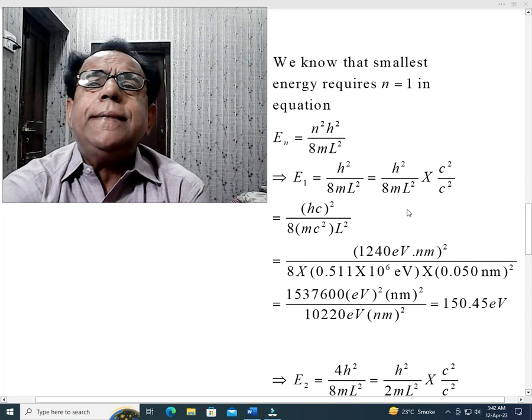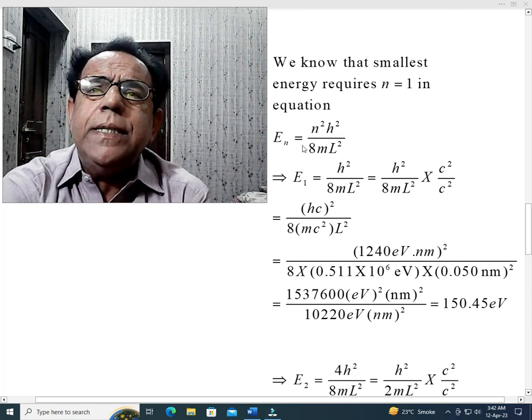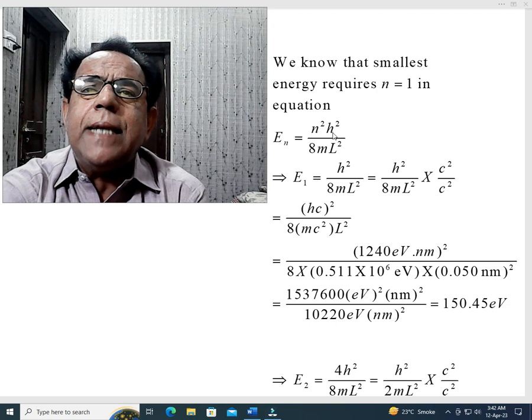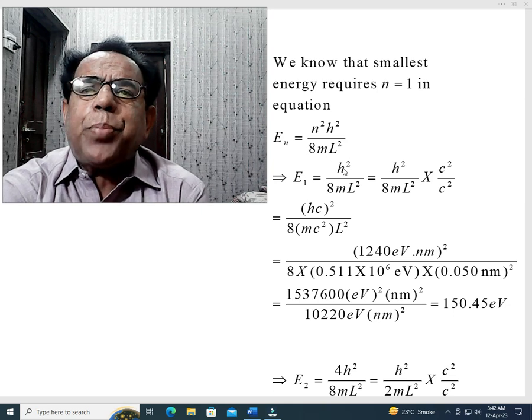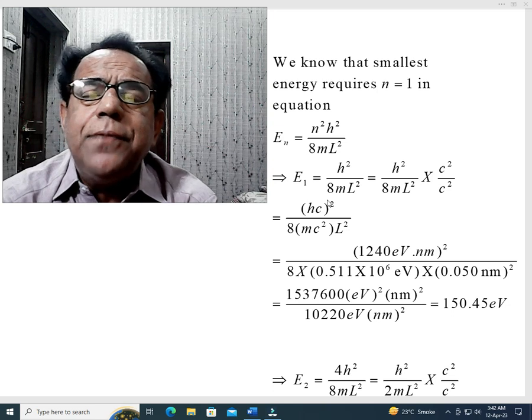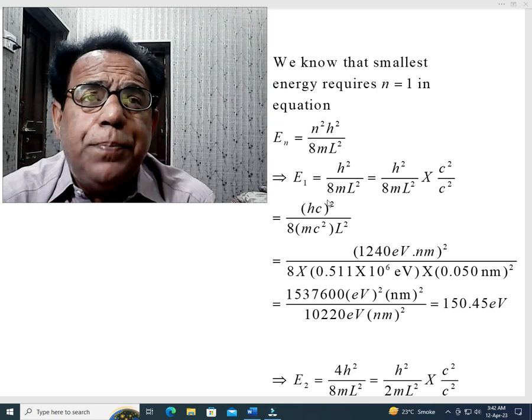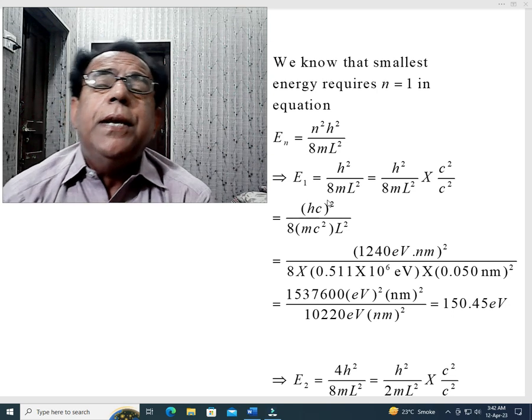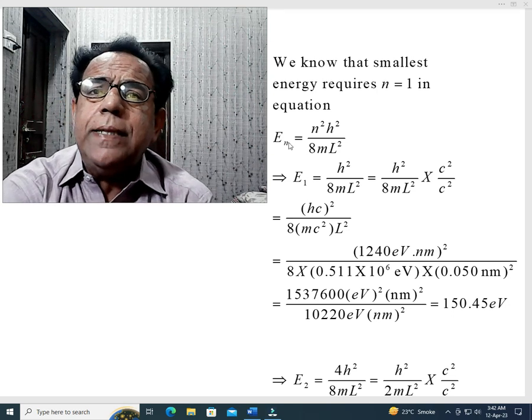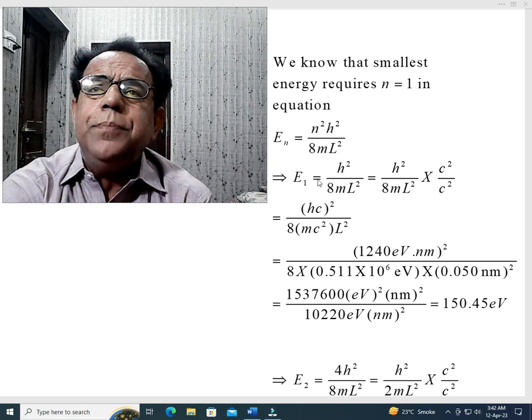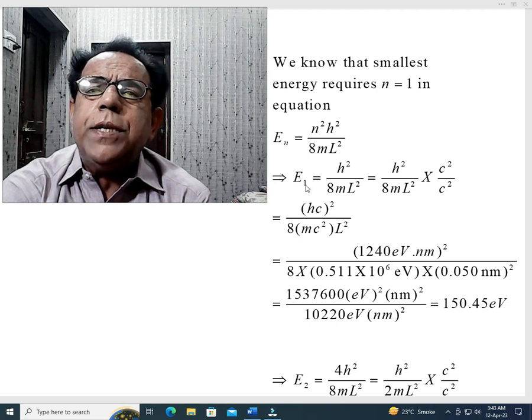We know that smallest energy requires n equal to 1 in equation En equal to n square h square over 8 m L square. This implies that E1 equal to h square over 8 m L square. What we have done, we have used 1 in place of n. When we use 1 in place of n, then this expression will become this, because 1 square is equal to 1 and En will be converted into E1. E1 is equal to h square over 8 m L square.